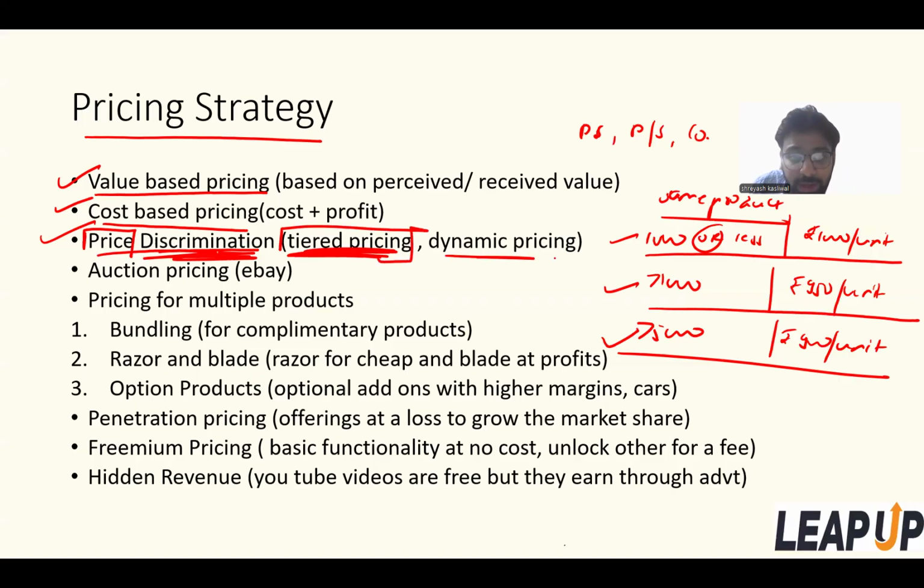What is dynamic pricing? Dynamic pricing means the price of that particular product keeps on changing. How is that? Let's say, for example, we take a product on Amazon. You will see a lot of times that a product will be priced differently at different points of time in the day.